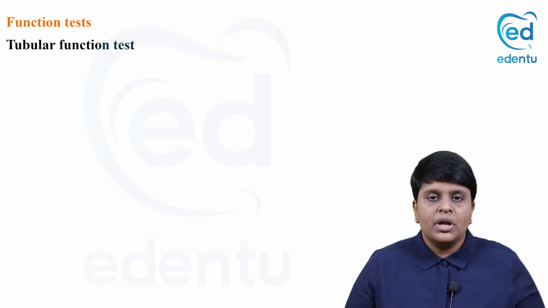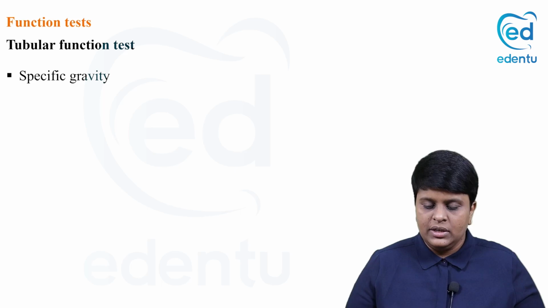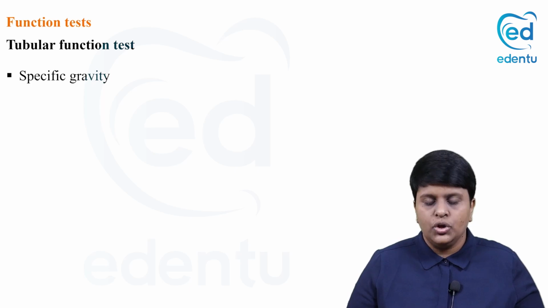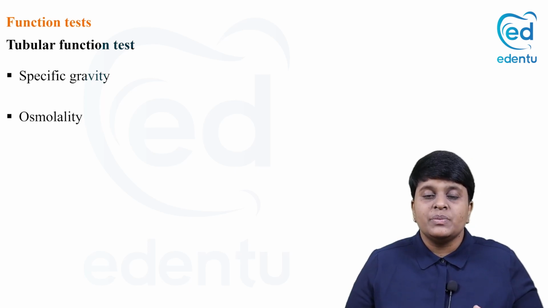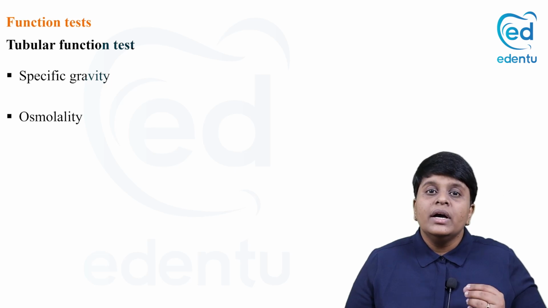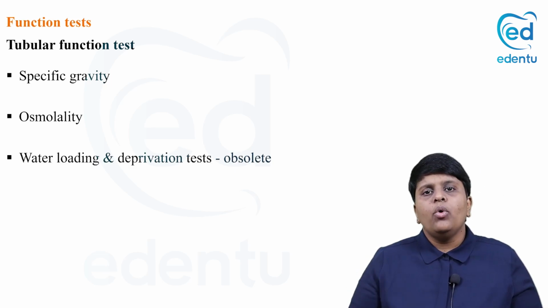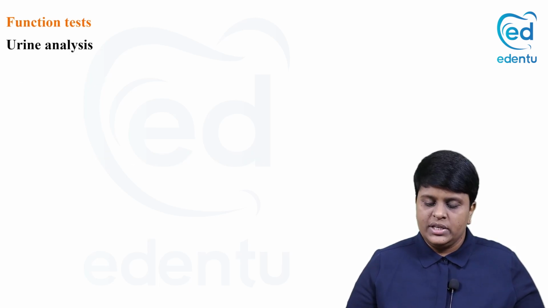Then we have the tubular functions. I told you the function of tubules is the concentrating ability of the kidneys. So we have two major tests. One is specific gravity, which is a measure of the amount of solutes present in the urine. And then you have osmolality. Osmolality and specific gravity vary with the intake of water by the particular individual. We also had water loading and deprivation tests, which are considered obsolete nowadays.